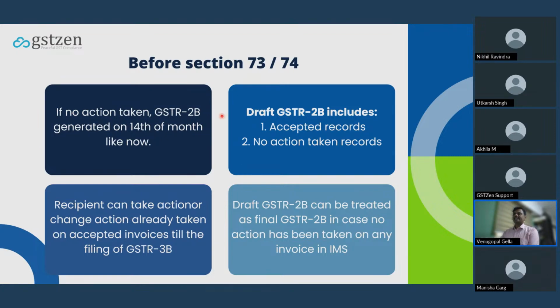Now, if no action is taken, the GSTR 2B generated on the 14th of the month, like now, the same thing will be in the draft. So accepted records and no action taken records would be there. The recipient can take action or change an action which is already taken. So I've accepted it, but I want to change it to rejected, or I've rejected it and want to change it. If you have kept it pending, you can continue to accept it or reject it. You can take those actions.